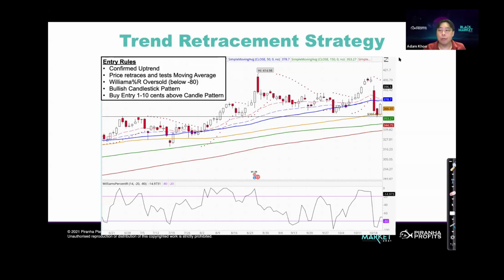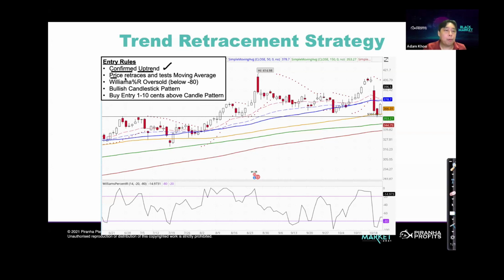Okay. So let me show you the trend retracement strategy. So what are the entry rules? Entry rule number one, you only do this on a stock with a clear uptrend. So question, look at this stock over here. Do we have a clear uptrend on this guy? Yes, right? You can see over here, 20 above 40, 50 above 150. All right, so that passed.